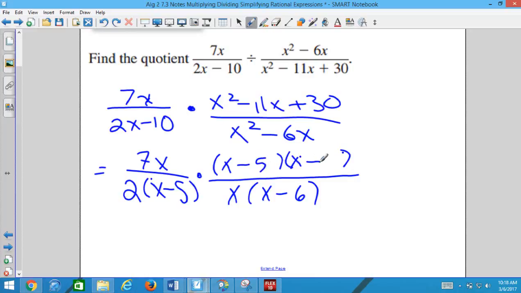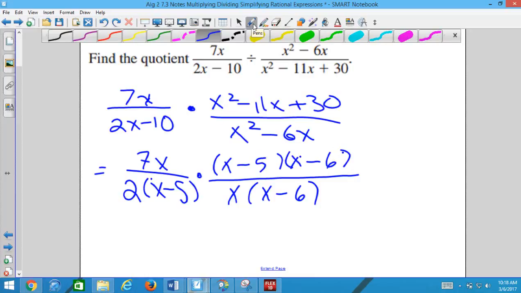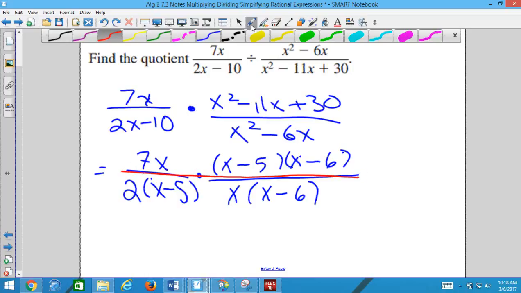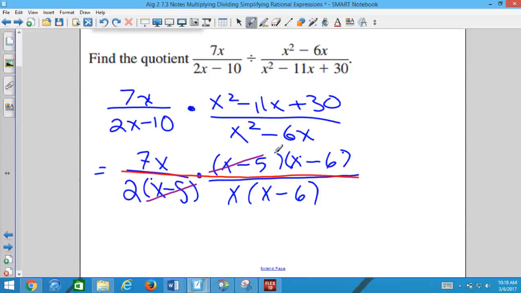Negative 5, negative 6. Does anything cancel? Oh wait, we got to multiply first. Sorry, let me multiply straight across. There, I multiplied them. Now we can cancel. What cancels? X minus 5. Anything else? X minus 6s. Anything else? The x cancels. So what's left over? 7 over 2.